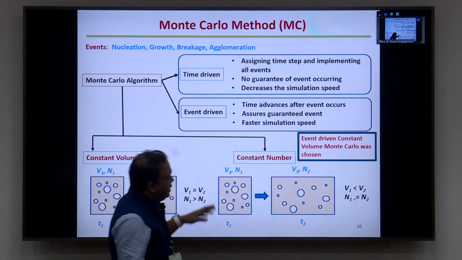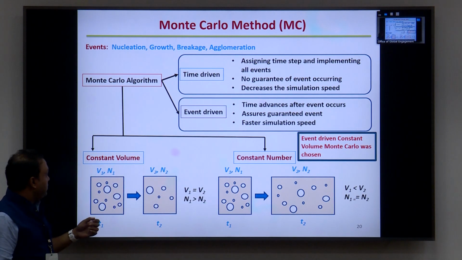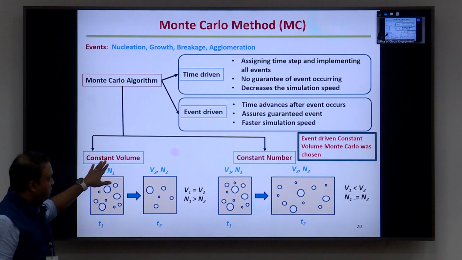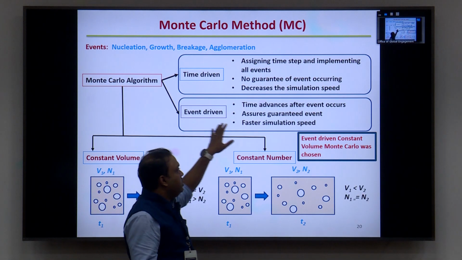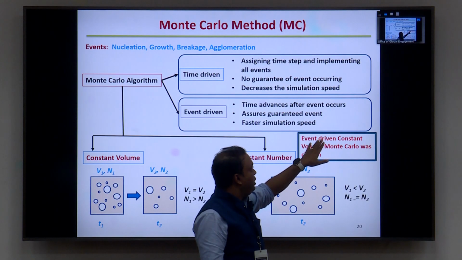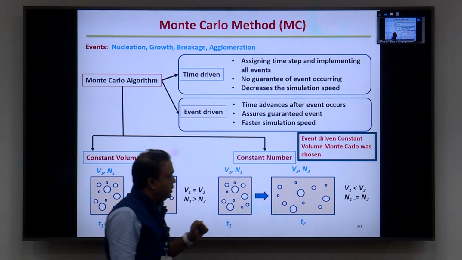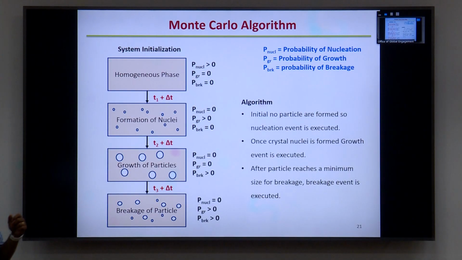But for our case, we have unseeded batch crystallization, so we will be using constant volume, and for faster simulation speed, we will be using event driven. So our model becomes event driven constant volume Monte Carlo. So how does the Monte Carlo algorithm take place?